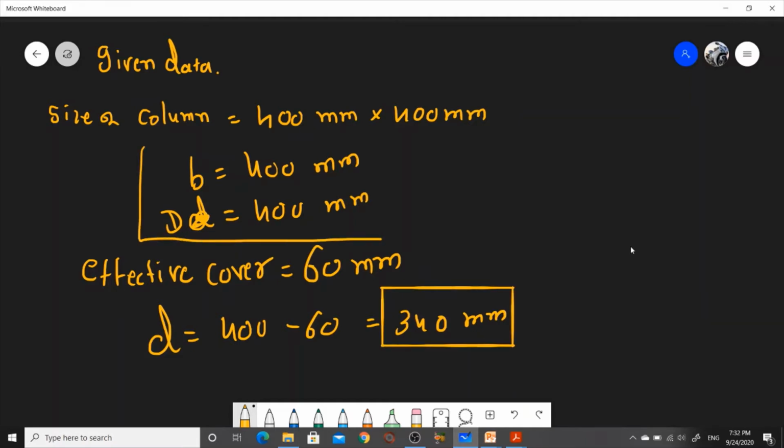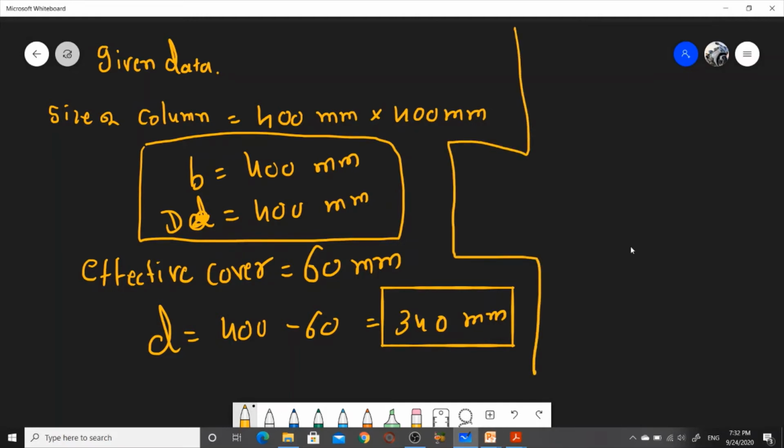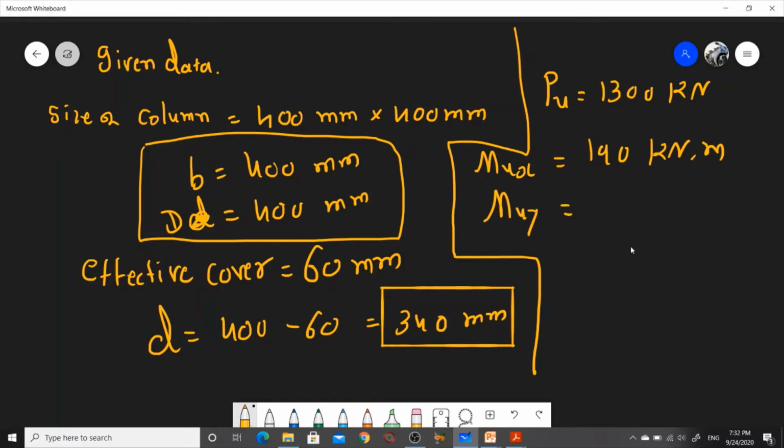Now this is the size of the column. We have more given data here. First is the force PU, which is 1300 kilonewton, the axial load. Same as we have MUX, which is 190 kilonewton meter, and MUY, which is 110 kilonewton meter. Now we have to design the column steel.